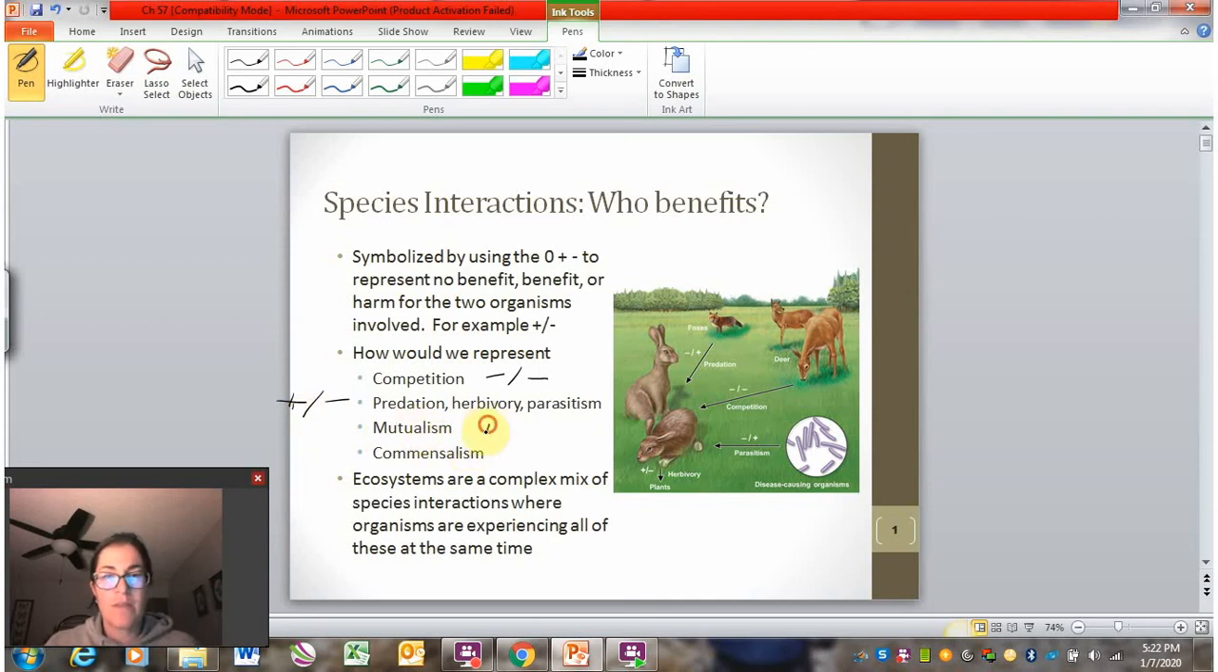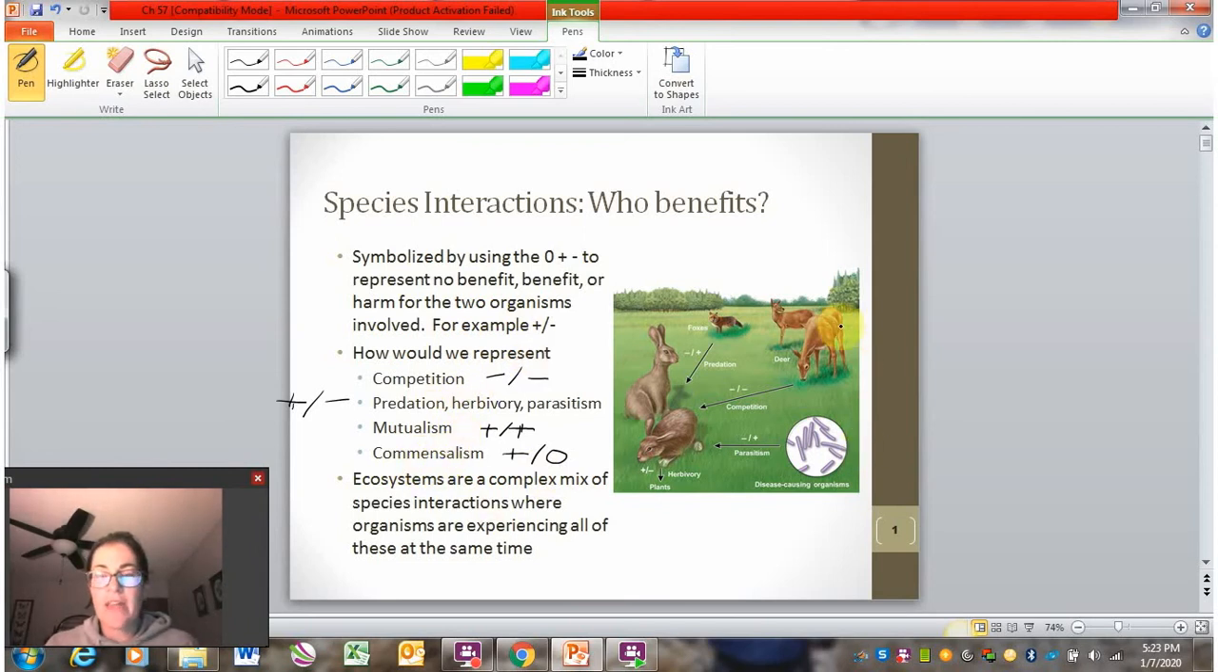A mutualism is an interaction where both partners benefit. So it's a plus-plus relationship. And a commensalism is where one species is benefiting and one species is neither harmed nor benefited. And we'll go through and look at more examples of these in more detail.